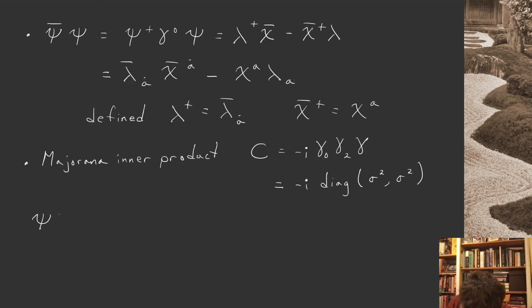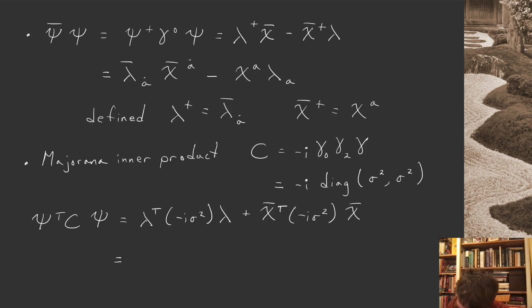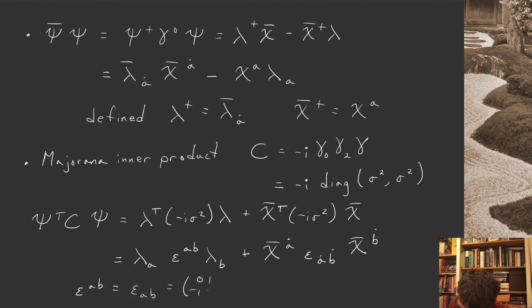So I've got psi transpose C psi. So I can write that as lambda transpose minus i sigma 2 lambda plus chi bar transpose minus i sigma 2 chi bar. And this is going to be what? This is lambda A, and then let's call this i sigma 2, let's call it this antisymmetric matrix, epsilon AB, lambda B, plus chi bar A dot, epsilon A dot B dot, chi bar B dot, where I'm defining epsilon AB and epsilon A dot B dot with lower indices to be 0, 1, minus 1, 0.